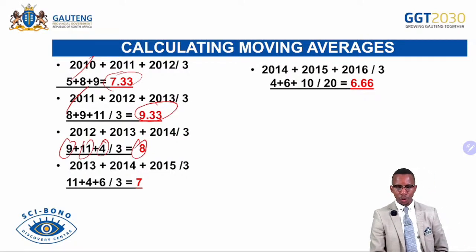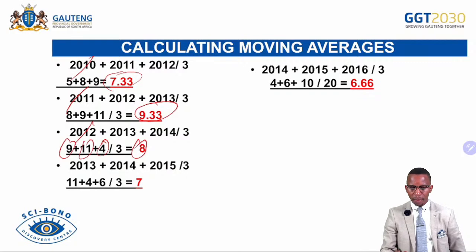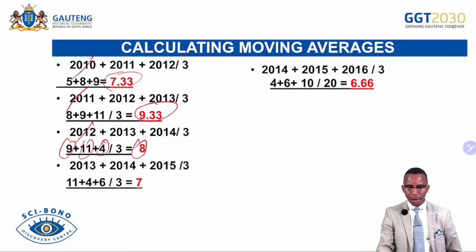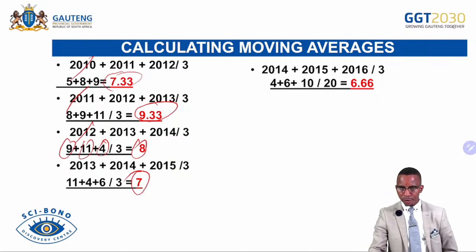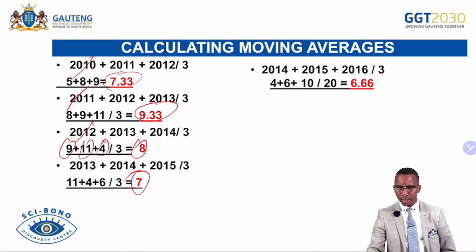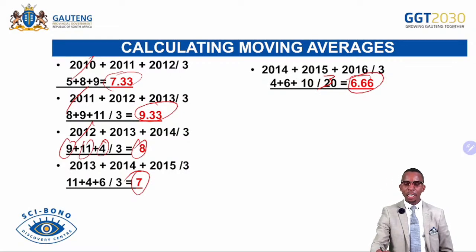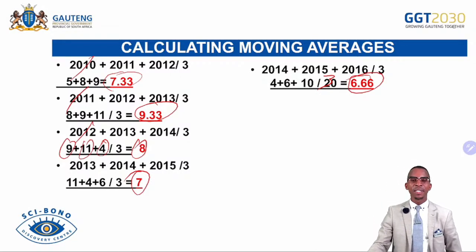You go further, you cancel 12, you go to 13. 13, 14, 15. And then 11 plus 4 plus 6 equals 21, and you divide by 3, you get 7. And then you go further to 2014. You say 14, 15, 16, then 4 plus 6 plus 10 is 20. Then you divide by 3, and you get 6.66. And then this can be used to plot out the business cycle.